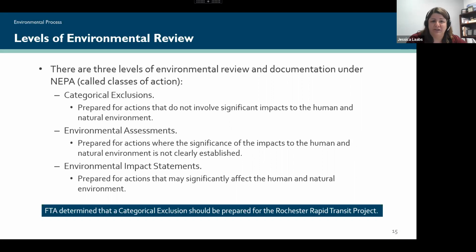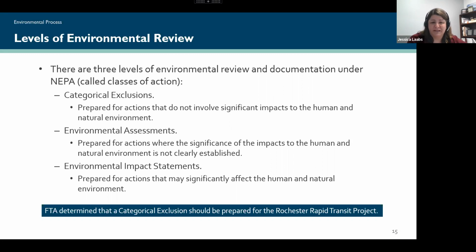So for a categorical exclusion, this type of document is prepared for a project that is not anticipated to have significant impacts to the human and natural environment. An environmental assessment would be a step above that, where maybe we're not really sure on the level of significance of different types of impact. So we need to do a little bit more analysis or have a little bit more agency involvement in that assessment. Or an environmental impact statement is one that we know is a larger project, is probably gonna have some more significant effects.